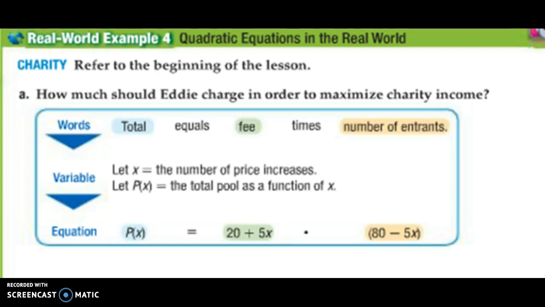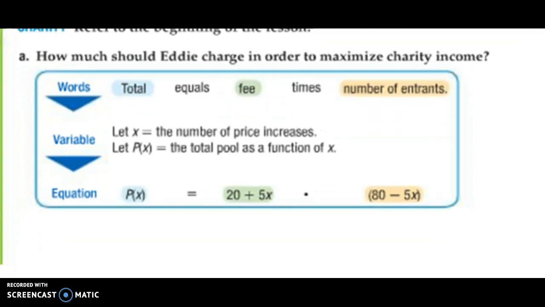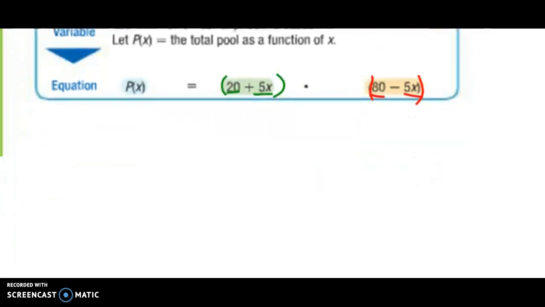So the way we're going to do this is, if we look at it in a word problem, the total is equal to the fee times the number of entrants. So what we started with was a $20 entrance fee, and we raised it $5. So every time we raise it, it's going to be another $5. So we'd say that that's going to be 20 plus 5x. And it said originally there was 80 people, but for every $5 increase, there's going to be a 5-person loss. So 80 minus 5x. So our equation then is actually going to just be the multiplication of this: 20 plus 5x times 80 minus 5x.